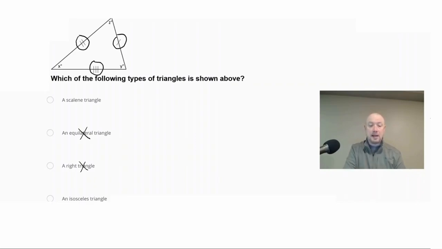Also, it's not an isosceles triangle. In an isosceles triangle, at least 2 sides are the same, so we would have at least 2 tick marks that were the same along the sides. So in this case, it has to be a scalene triangle. A scalene triangle has no sides the same.